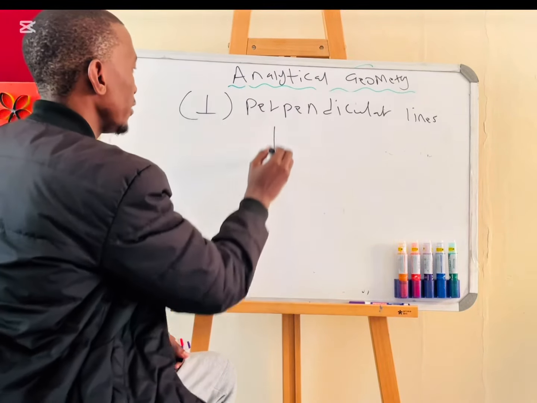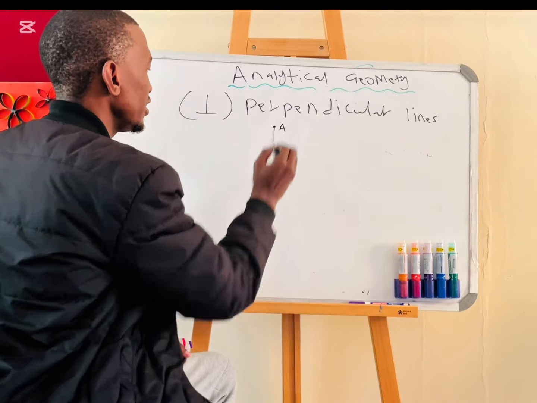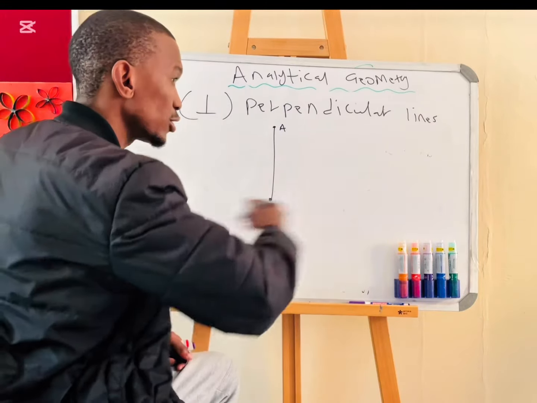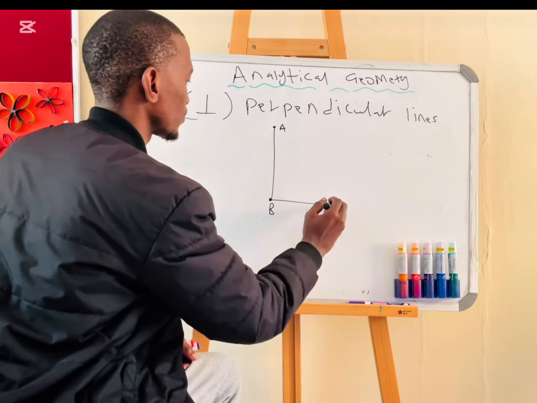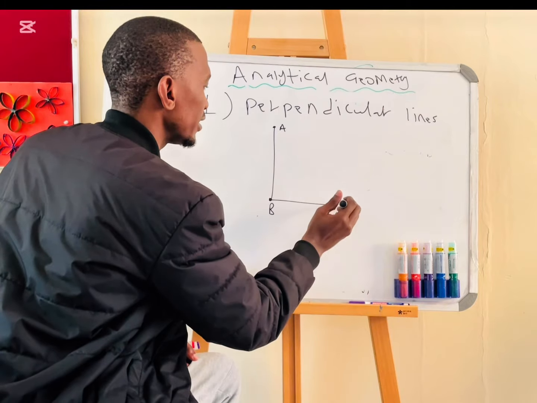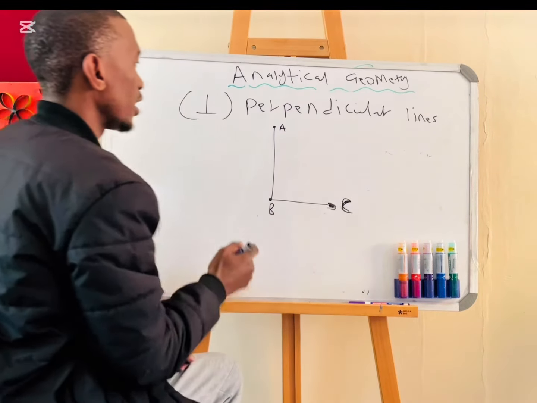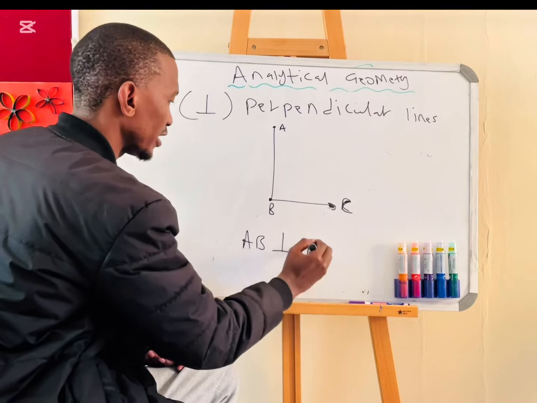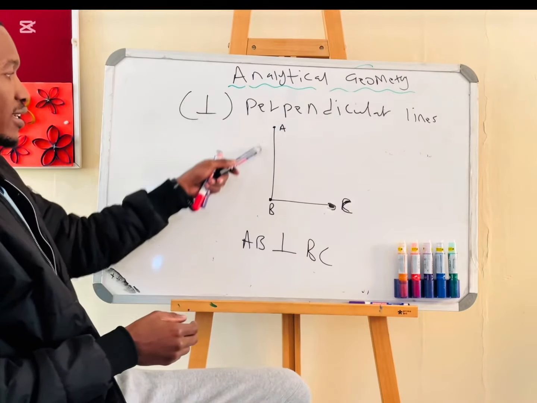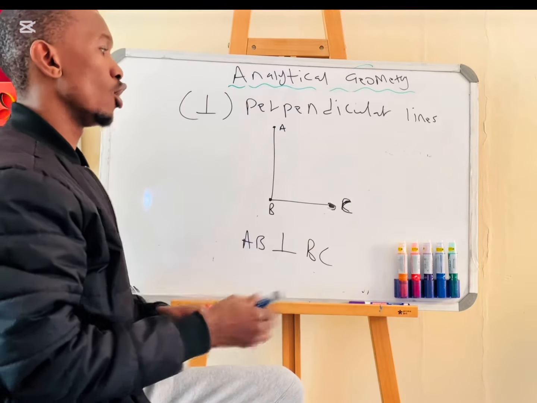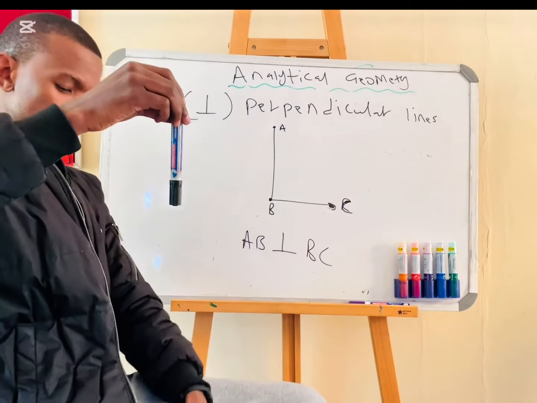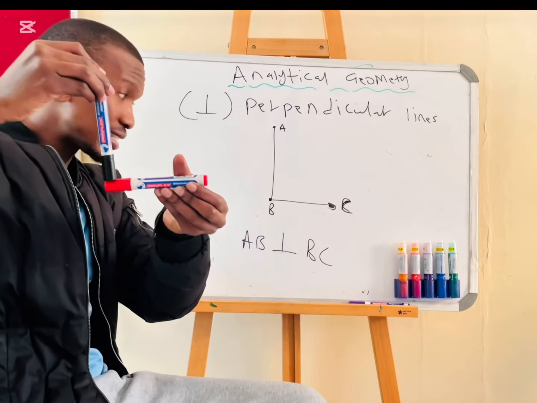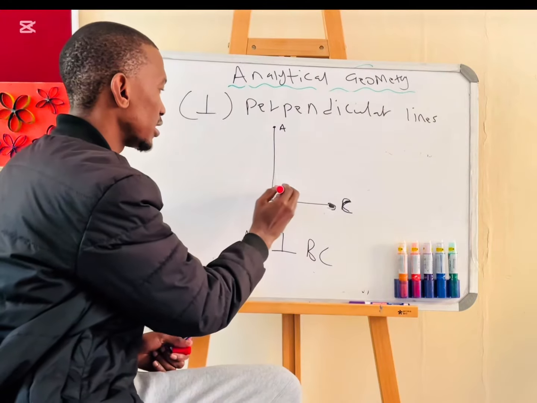So check, I have a line, let's mark it A, and this line is B, and I can extend my line towards my east, or towards my right, and let's call this guy C, right? Now you can see, we say that line AB is perpendicular to line BC. We say a vertical straight line and a horizontal straight line, whenever they intersect at a point, they'll form a right angle.